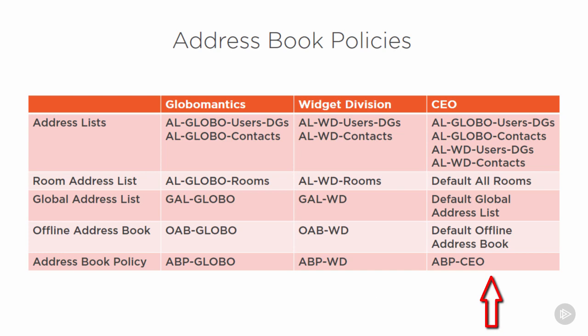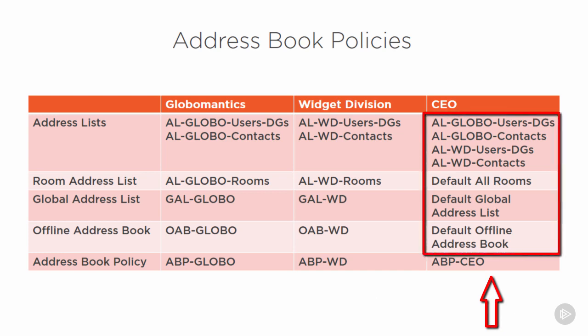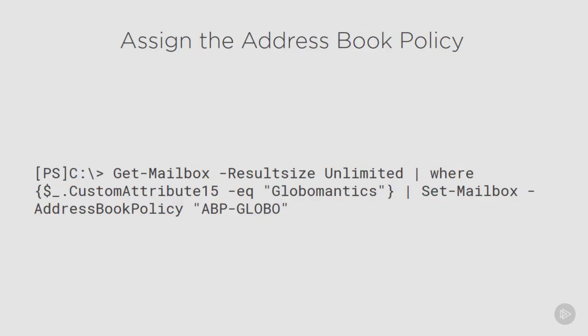And then the CEO's address book policy includes all of the address lists and the default GAL and default offline address book. Once those address book policies have been created, you can assign them to mailboxes. To assign the address book policy for Globomantics to all of the Globomantics mailboxes, you could run Get-Mailbox and return an unlimited result size, and then filter those results on custom attribute 15, looking for custom attribute 15 equals Globomantics, pipe that into Set-Mailbox and set the address book policy to abp-globo, which is the name of the address book policy created for Globomantics.